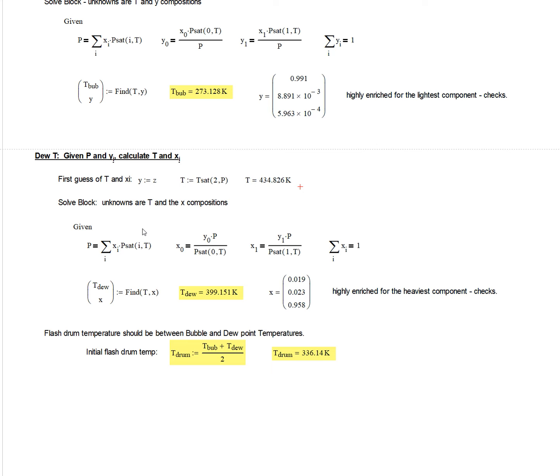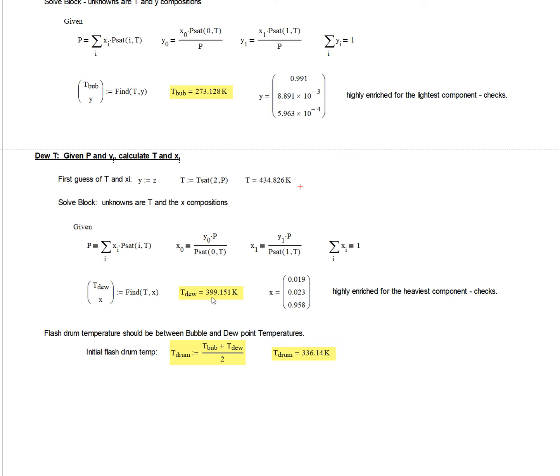So again, we have 4 unknowns, temperature and the X compositions, and then we want to calculate the pressure. We need to give our four equations. So our 4 equations are the pressure relation, equilibrium relation, and then for each of the mole fractions. Go through and tell MathCAD to do the solution, and we get a value of about 400 Kelvin.